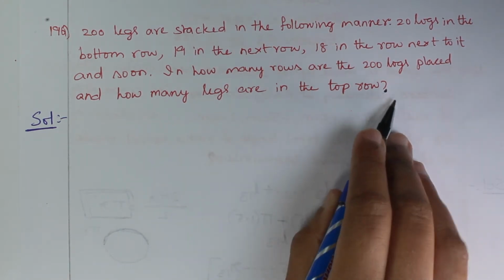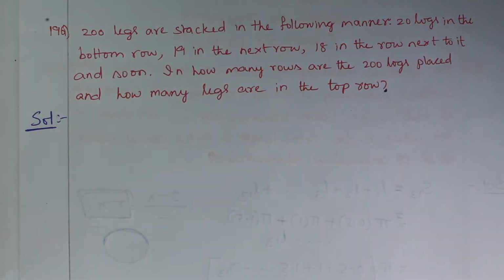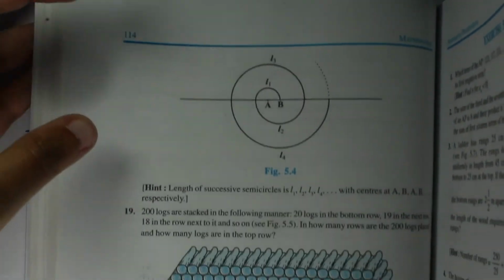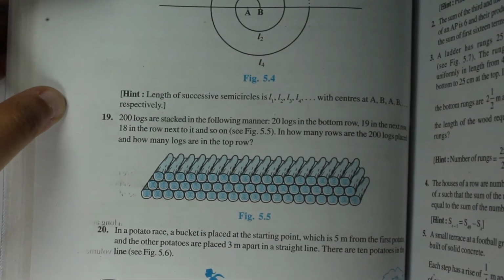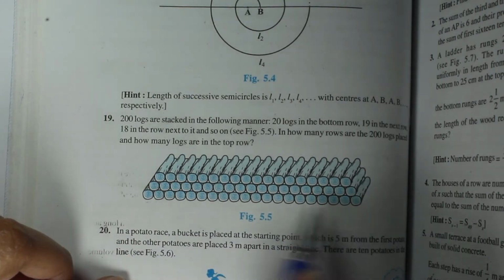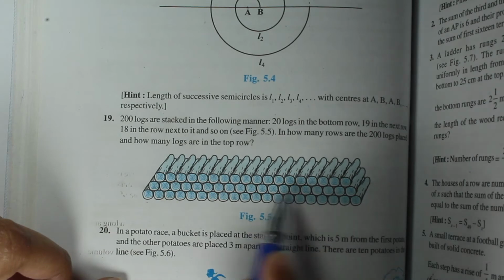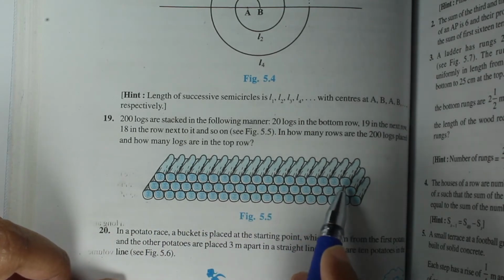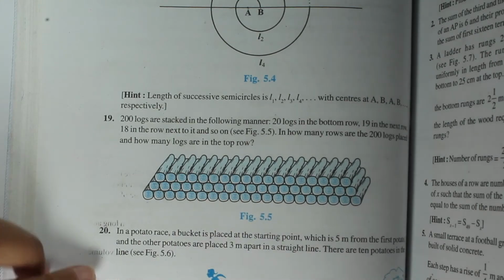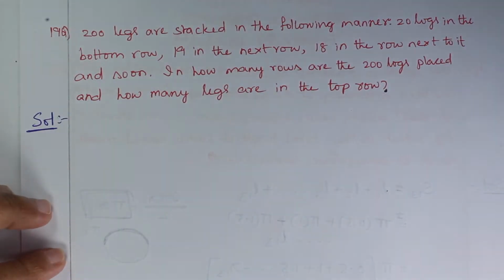So he is placing logs one above the another in this way. You can see in the diagram, right? So there are 20 logs in the bottom row and then 19 logs in the next row and then 18 logs in the row after that, and so on it goes. So we have to find out how many rows are required to arrange 200 logs.